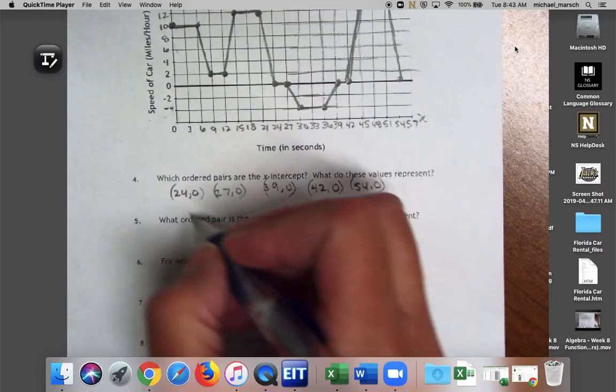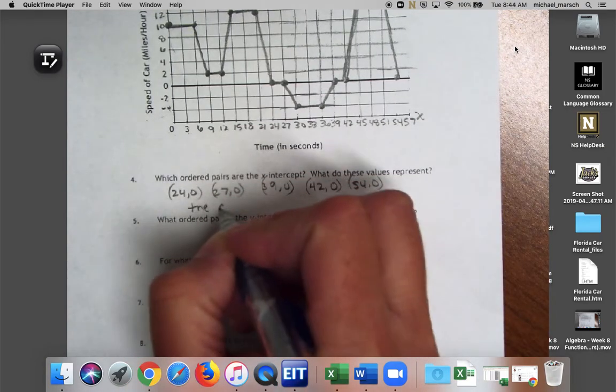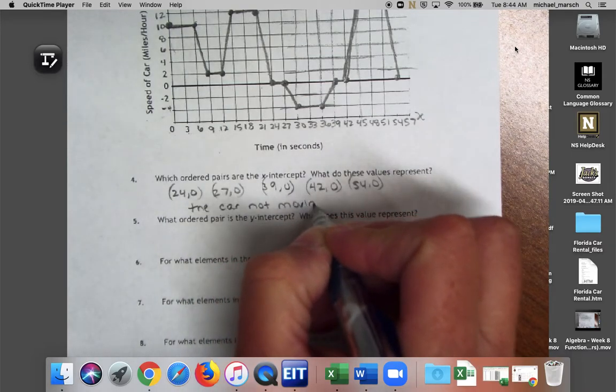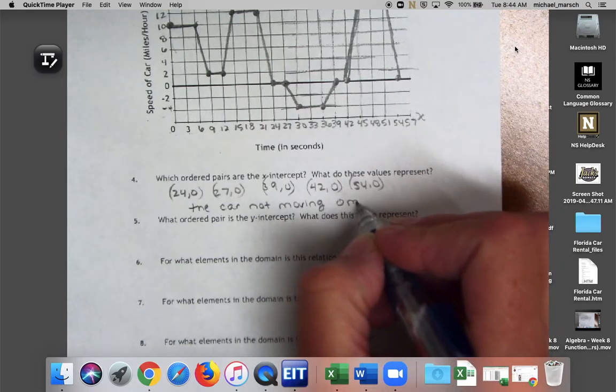And what do they represent? They represent the car not moving. Right? So 0 miles per hour.